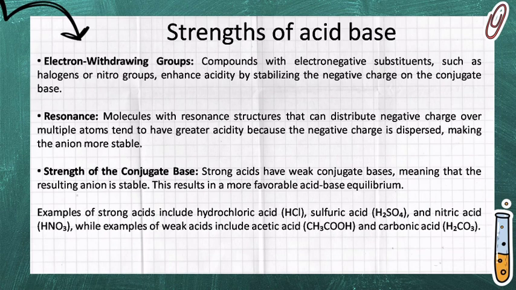D. Strength of the conjugate base. Strong acids have weak conjugate bases, meaning that the resulting anion is stable. This results in a more favorable acid-base equilibrium. Examples of strong acids include hydrochloric acid, HCl, sulfuric acid, H2SO4, and nitric acid, HNO3, while examples of weak acids include acetic acid, CH3COOH, and carbonic acid, H2CO3.